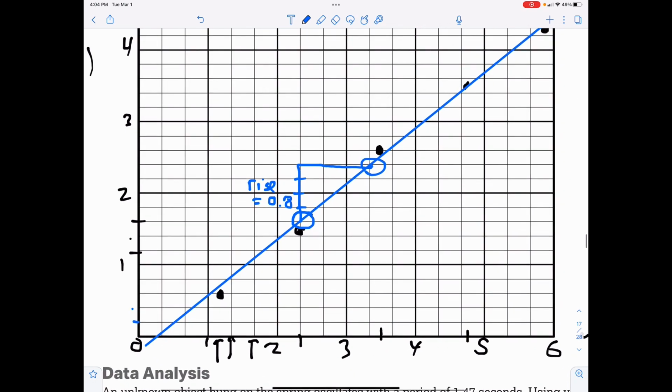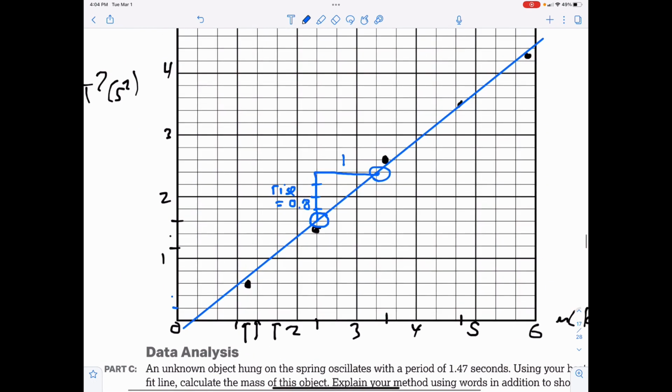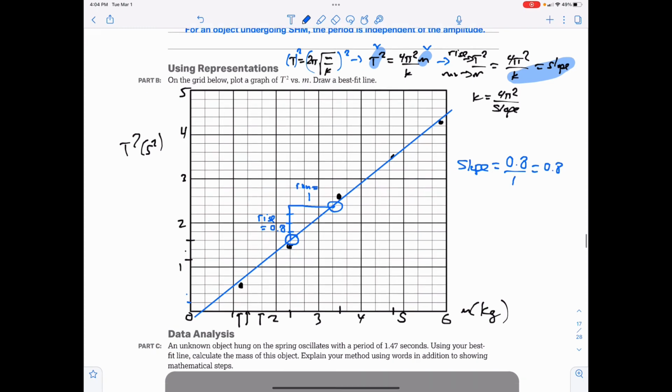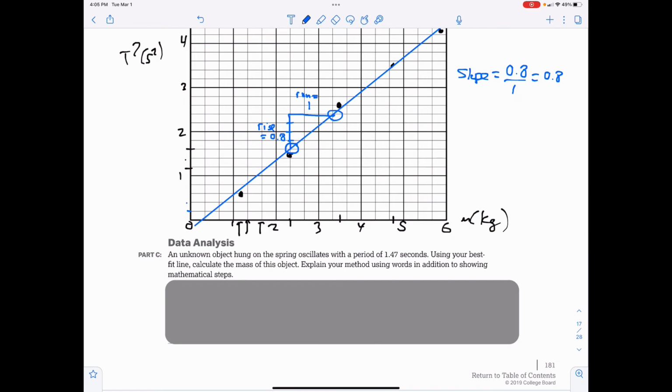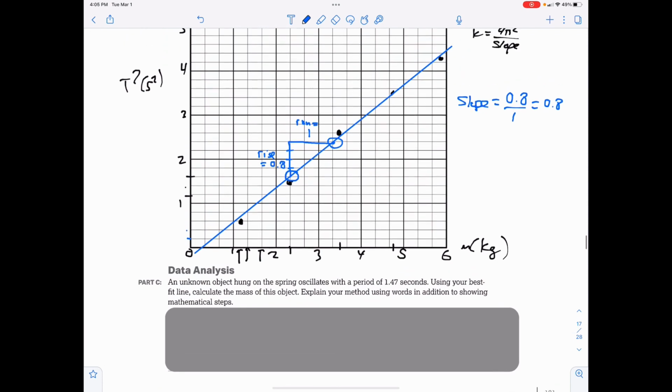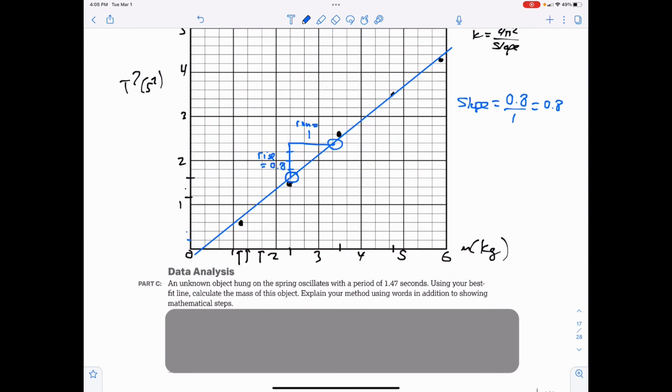My run is going 3 boxes over, and 3 boxes is 1. So my run is 1. Okay, so my slope is equal to 0.8 over 1, which is just 0.8. We're going to come back to the use of that slope shortly.